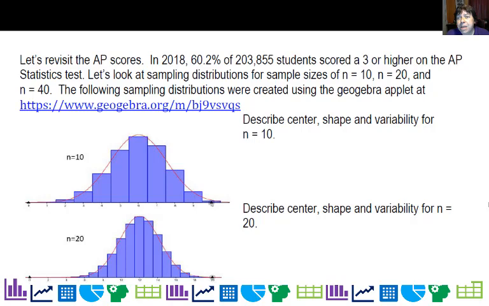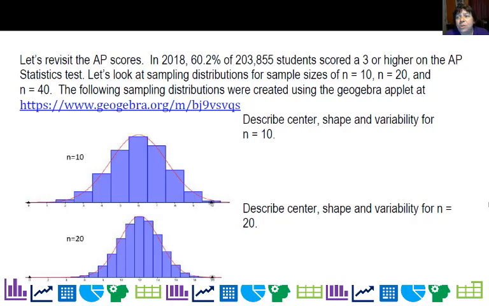All right. So let's revisit AP scores, because being an AP teacher, I find them interesting. In 2018, 60.2% of 203,855 students scored a 3 or higher on the AP statistics test.